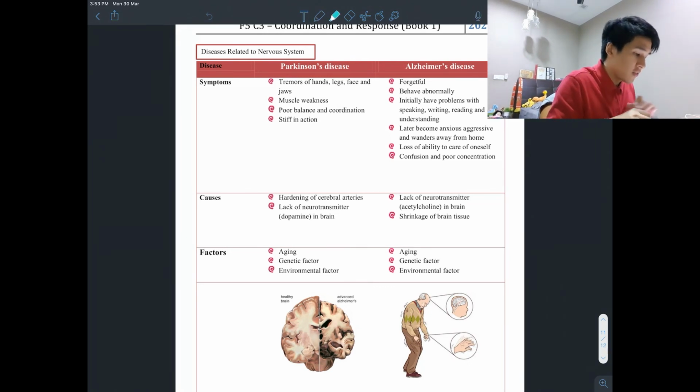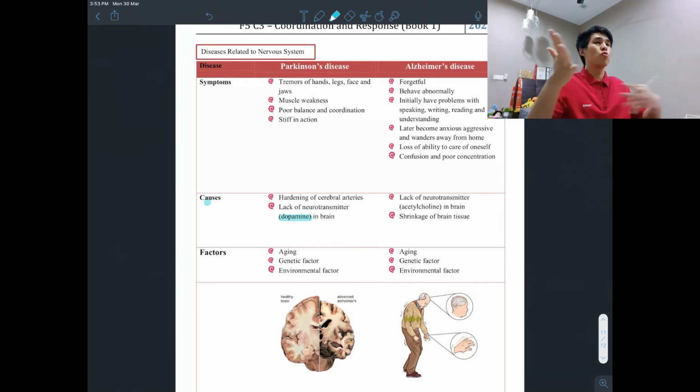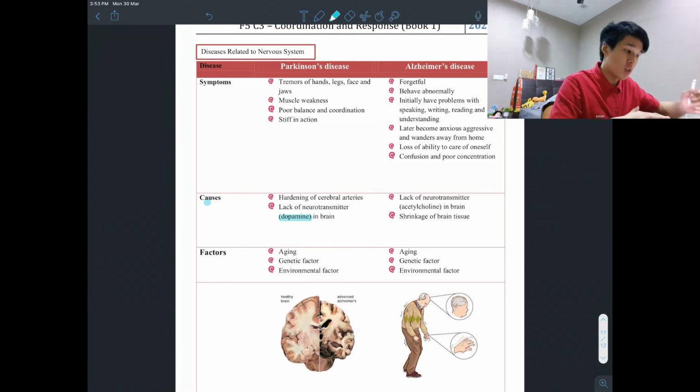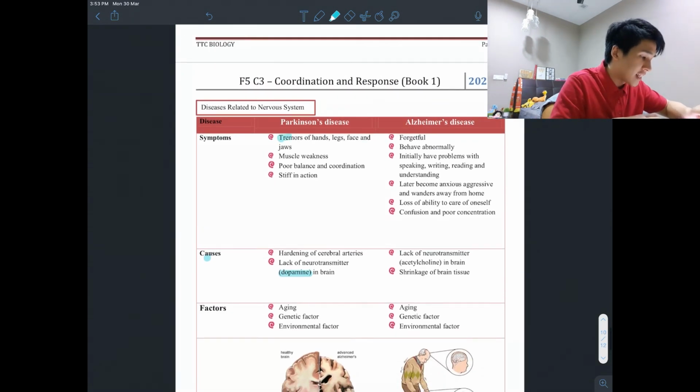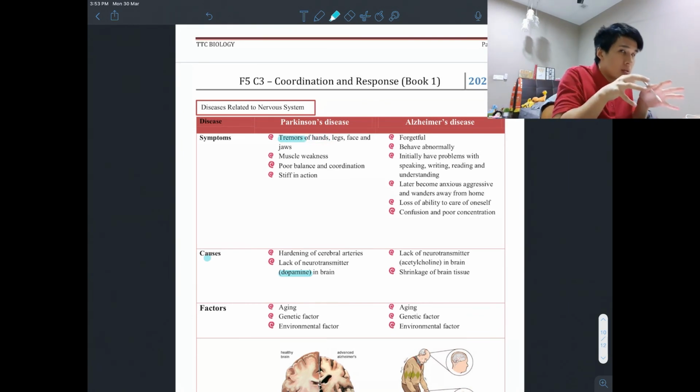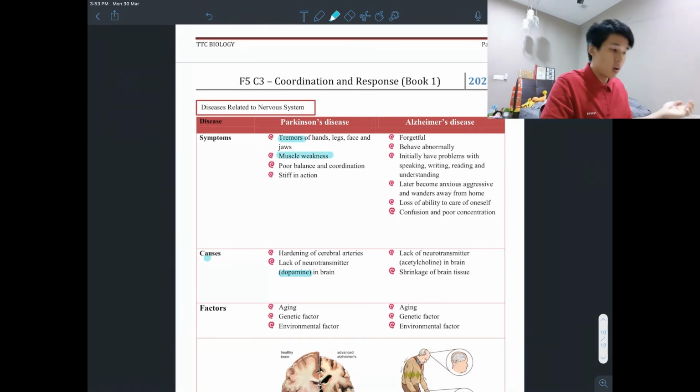Look at the causes first. The lack of a type of neurotransmitter called dopamine. Now, dopamine, one of its function is to help control your muscle movement. So as you're old, if you lack this, your muscles cannot be controlled properly. That's why you will have tremors of hands and legs. Tremors means like you shiver. Old people, sometimes you see them like this, their muscle will be weaker. That's why they cannot carry heavy things, cannot walk too much, and so on. And they have poor balance and coordination, cannot stand, cannot move properly.